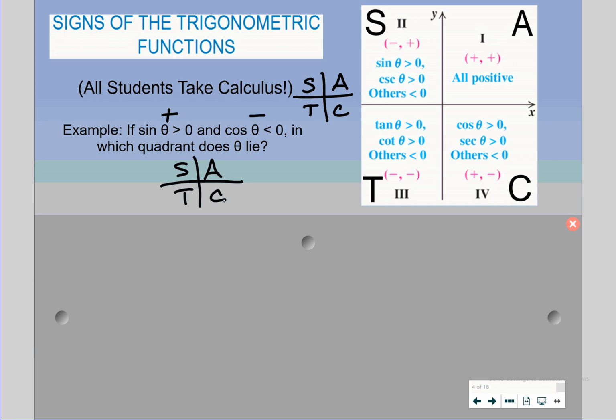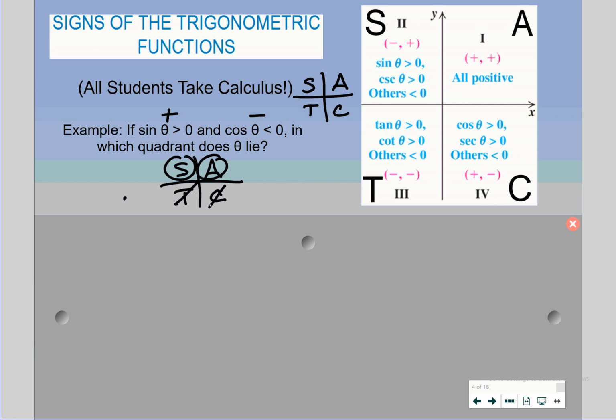Well, could sine be positive in quadrant 1? I mean, everything's positive in quadrant 1, right? Okay, and could sine be positive in quadrant 2? That's what the S means. Sine is not positive in 3 or 4. So that first piece of information tells me it's got to be in quadrant 1 or 2.